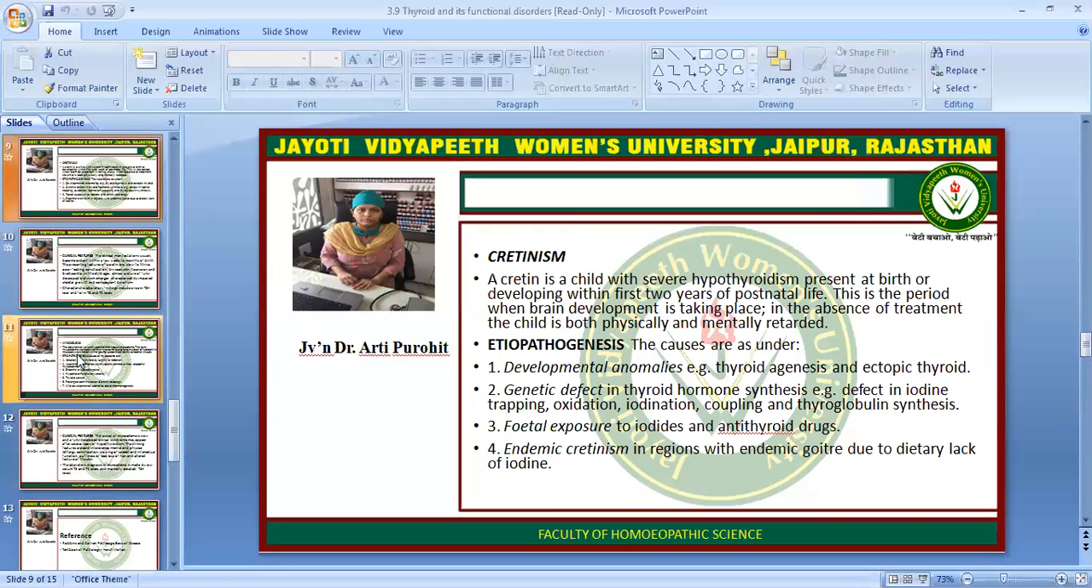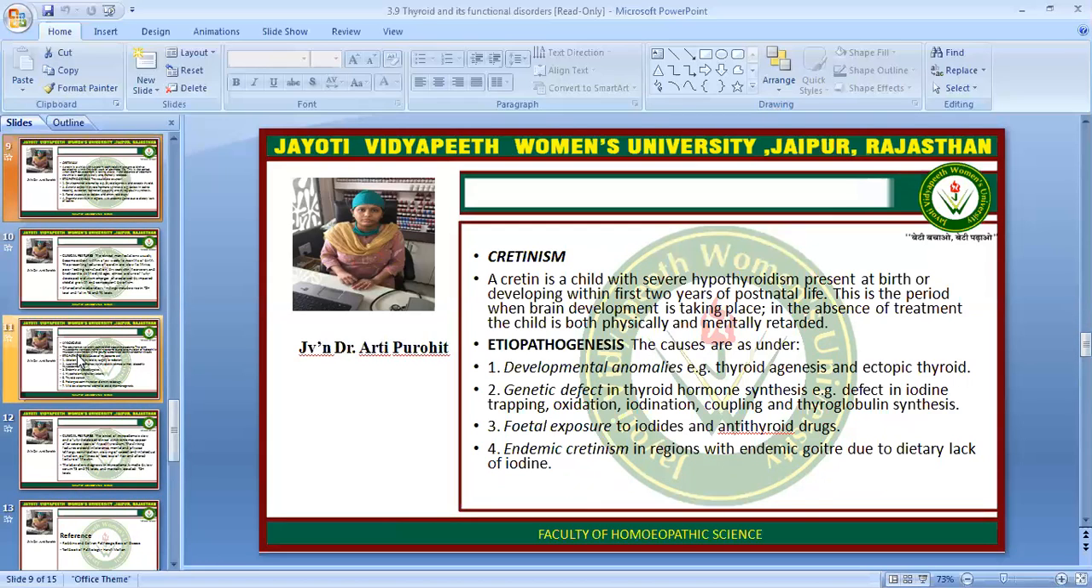Cretinism. A cretin is a child with severe hypothyroidism present at birth and developing within first 2 years of postnatal life. This is a period when brain development is taking place. In the absence of treatment, the child is both physically and mentally retarded.